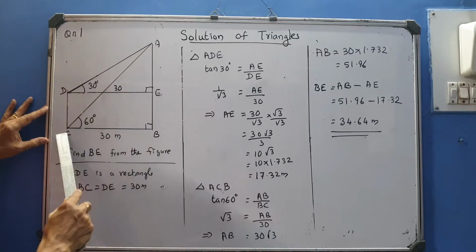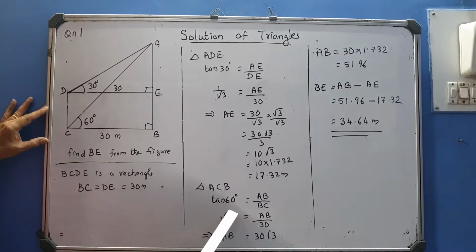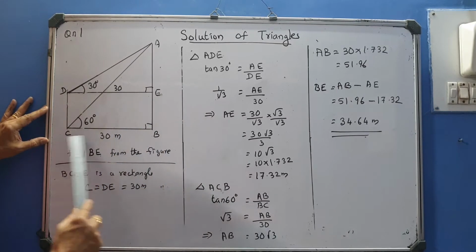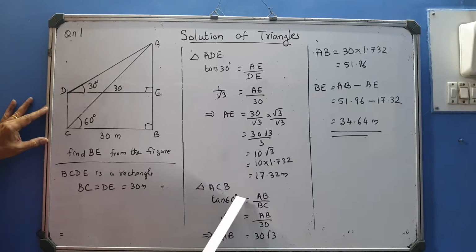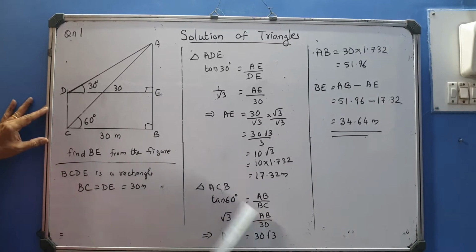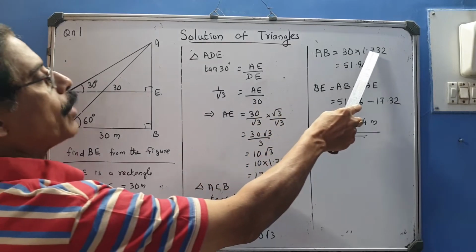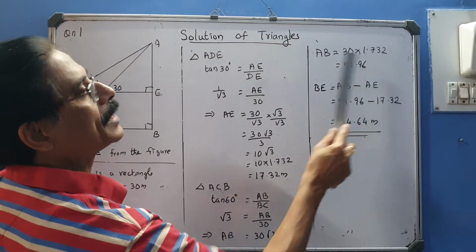Now let's take the triangle ABC. Again use tan. So tan 60 is equal to opposite by adjacent. Opposite is AB, adjacent is BC. But tan 60 is root of 3. So root of 3 equals AB by BC, which is 30. So cross multiply, you get AB to be equal to 30 root 3. That is 30 into 1.732, which when you multiply you get 51.96.